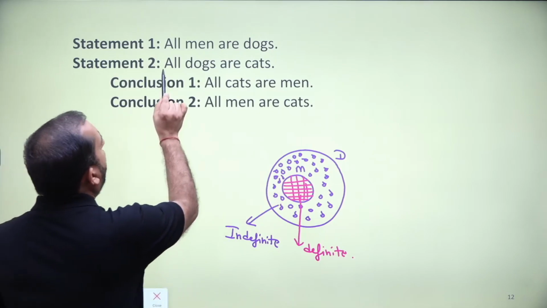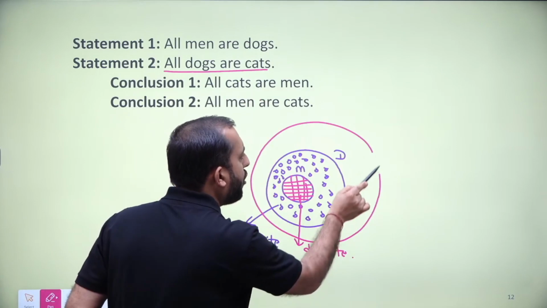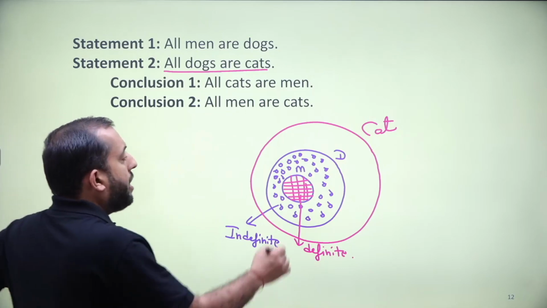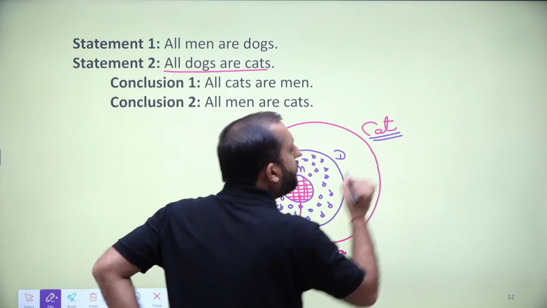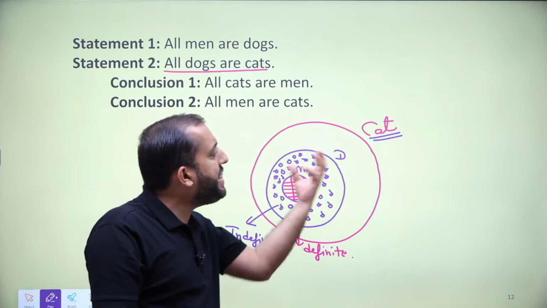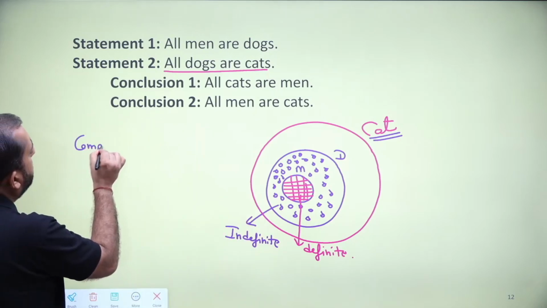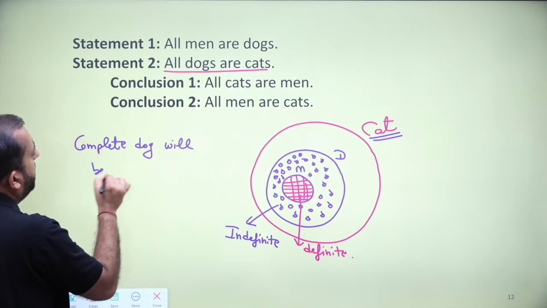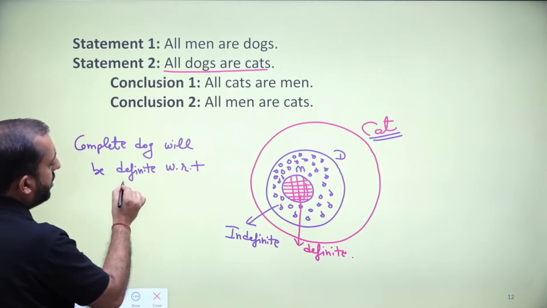Now next, all dogs are cats. So the circle of dogs should be inside the circle of cat like this. Now see, complete dog will become a definite region for cat, because the circle of dog is lying well within the cat. So let me write it down over here. Complete dog will be a definite region with respect to cat.